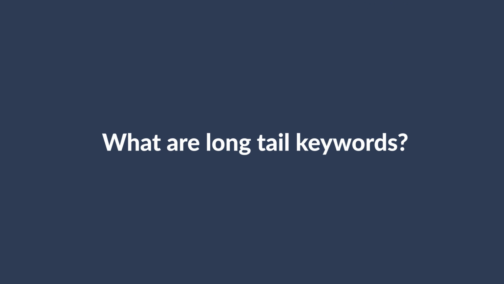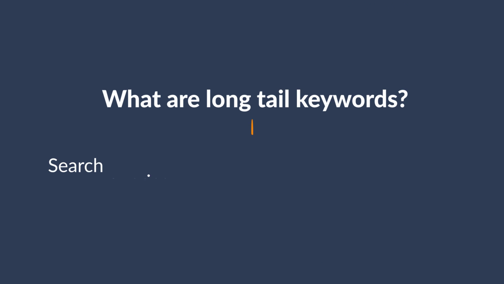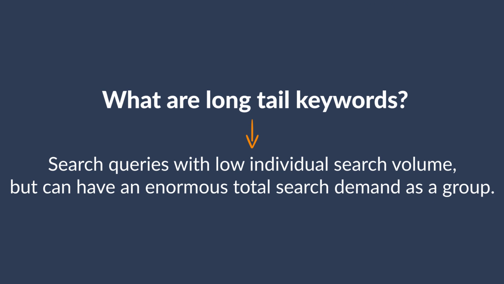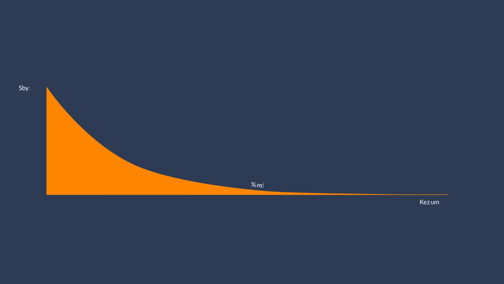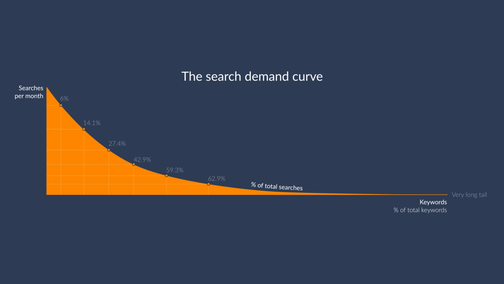So what are long tail keywords? Long tail keywords are search queries with low individual search volume, but can have an enormous total search demand as a group. The name comes from the long tail of the so-called search demand curve, which is a graph that plots all keywords by their search volumes.